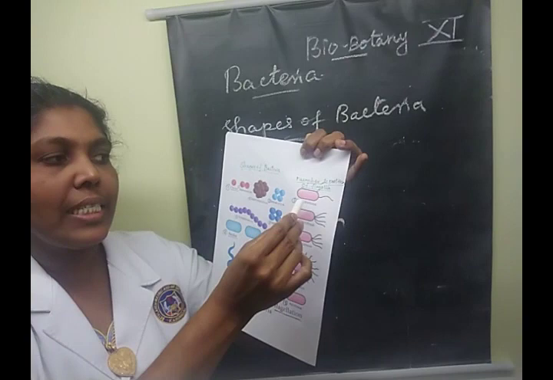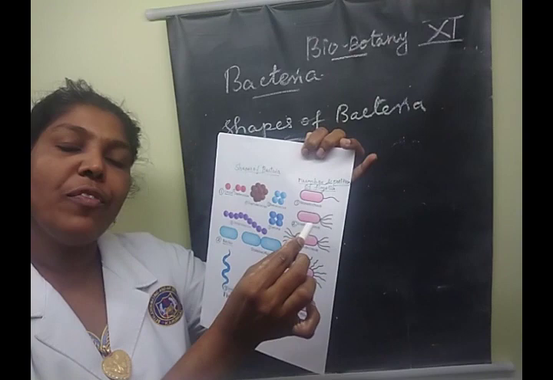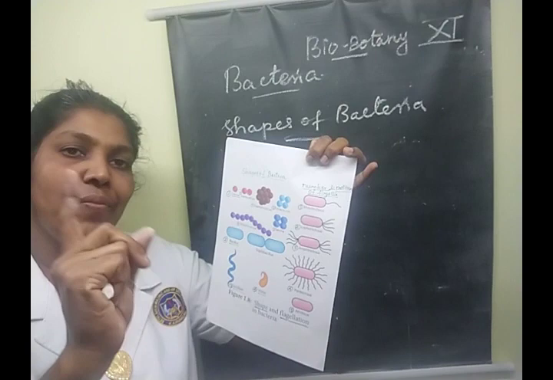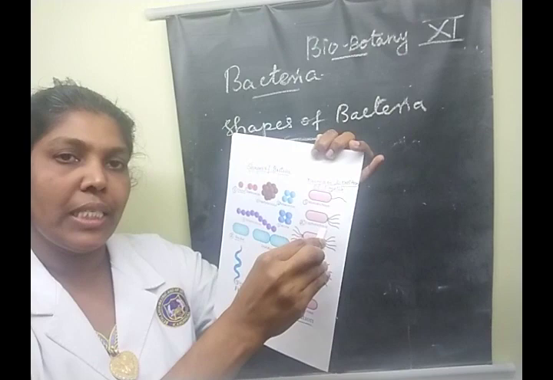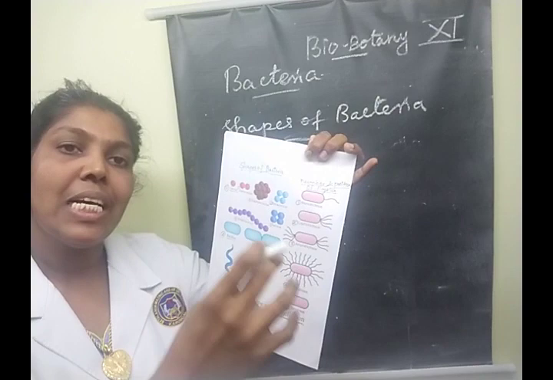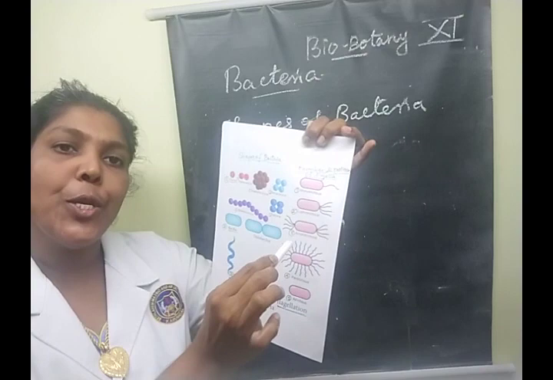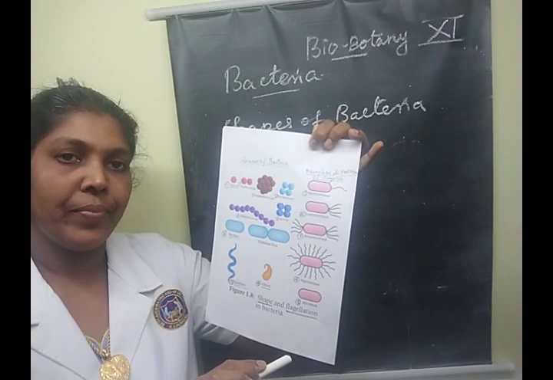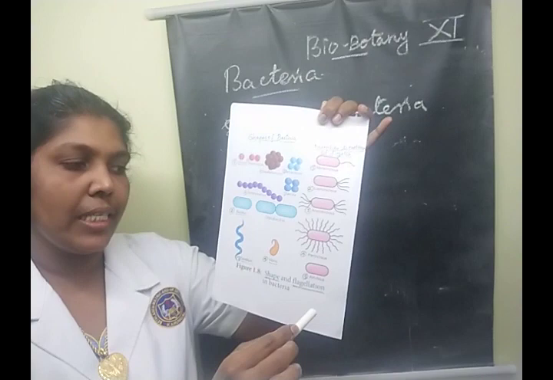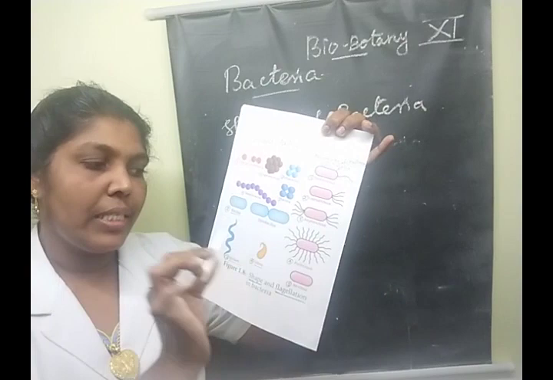Next one is lophotrichous. Lophotrichous means more than two flagella attached on any one side of the bacterial cell. Clear? That's known as lophotrichous. The next one is amphitrichous, meaning more than two flagella attached on both sides. Clear? The next one is peritrichous. Peritrichous means numerous flagella surrounding the cell surface area. Understood? That's known as peritrichous. Atrichous means without flagella. That's what we call atrichous.